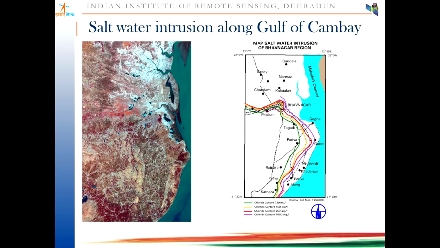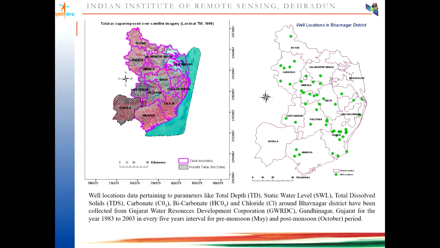And then we try to model, particularly to see which areas are more vulnerable to saltwater intrusion and which areas are less vulnerable. Because it's mainly a subsurface phenomenon, remote sensing doesn't have much role to play. It's more of a modeling kind of work, with a lot of borehole information, particularly water quality parameters and well location data, like observation wells. We collected parameters like total depth, static water level, TDS, carbonate, bicarbonate, chloride, and the data was collected from the Gujarat Water Resources Development Corporation, GWRDC, in Gandhinagar.